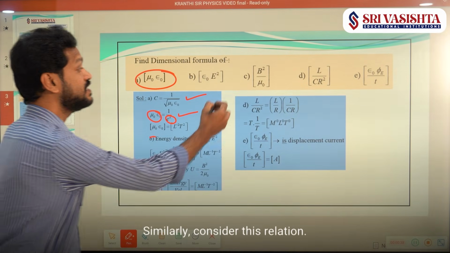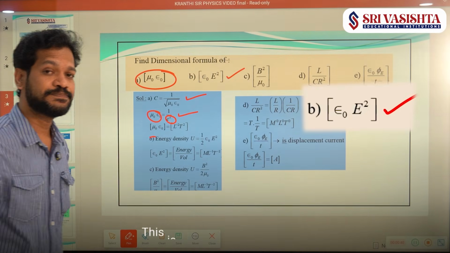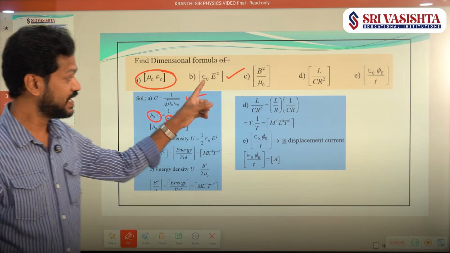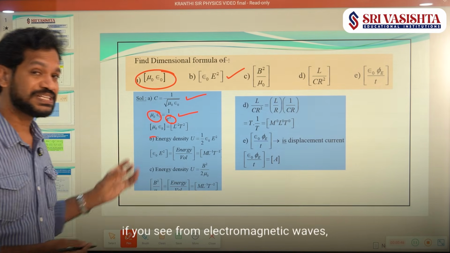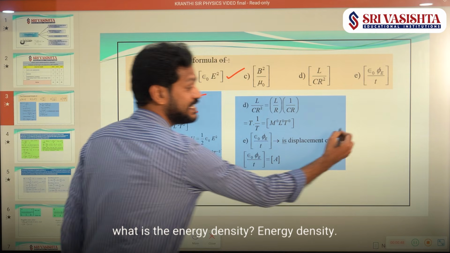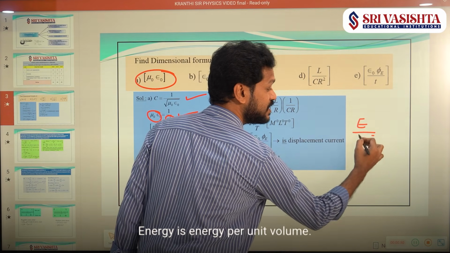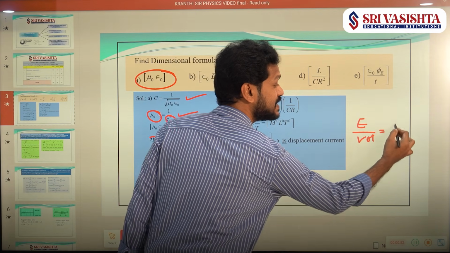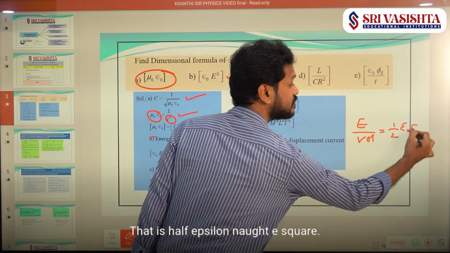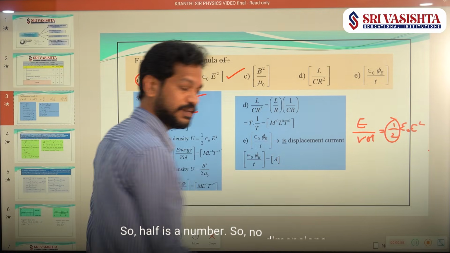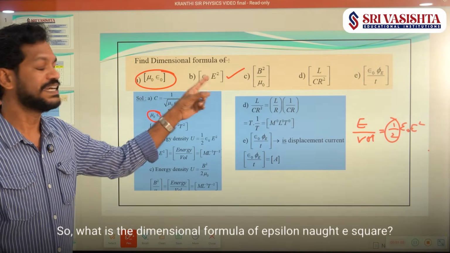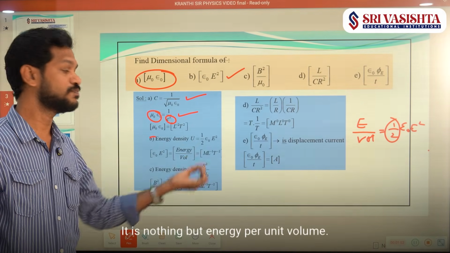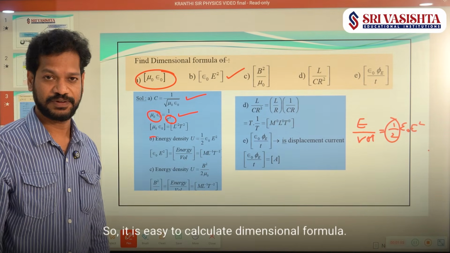Similarly, consider this relation: epsilon naught E square. Actually epsilon naught E square, if you see from electromagnetic waves, what is the energy density? Energy density is energy per unit volume, that is half epsilon naught E square. So half is a number, so no dimensions. So what is the dimensional formula of epsilon naught E square? It is nothing but energy per unit volume. So it is easy to calculate the dimensional formula.